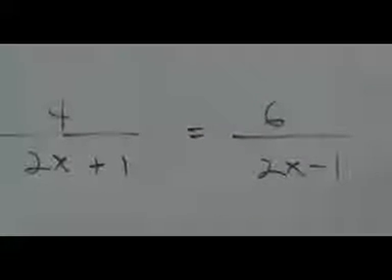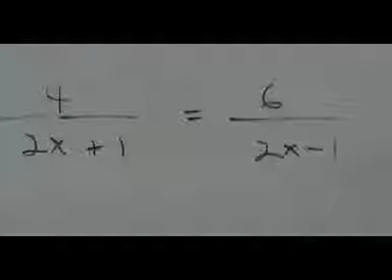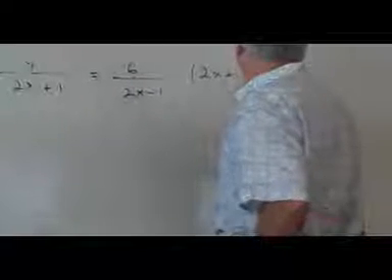Least common denominator is? 2x plus 1. That's right. So I have to multiply both of these by that. 2x plus 1 and 2x minus 1. And then over here, 2x plus 1, 2x minus 1. And then it's so beautiful because now things get to cancel.